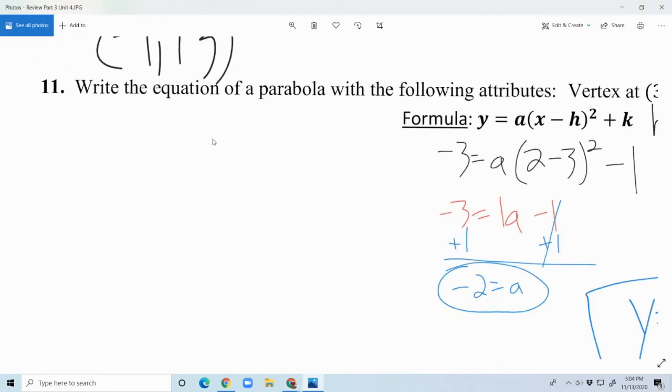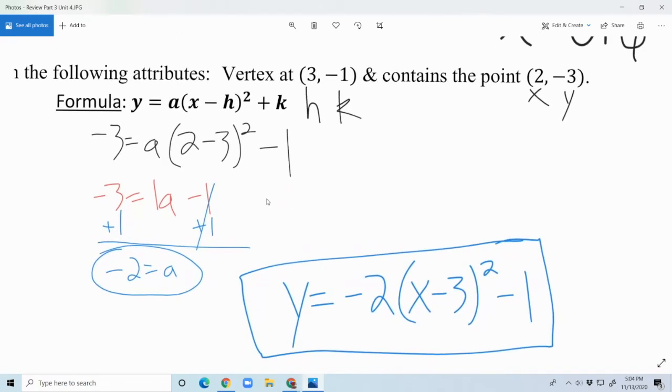The next problem says, write an equation of a parabola with the following attributes. A vertex is at 3, -1 and contains a point 2, -3. So we're writing it in vertex form, which means I'm going to use the coordinates for the vertex to plug in for h and k, and the other point I'm given, I'll plug it in for x and y. And so when I plug everything in, the letter A will be left behind and I'll be able to figure out what the A is.